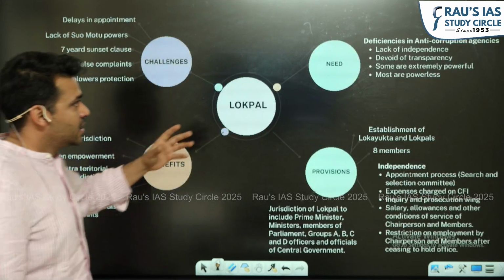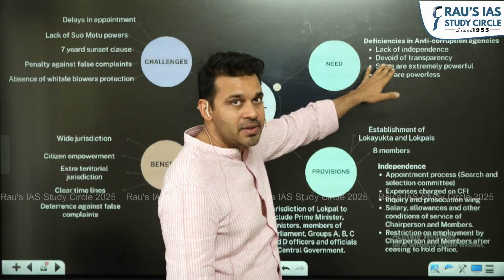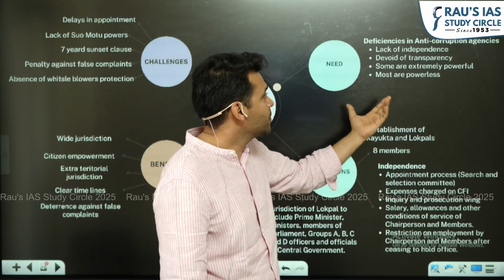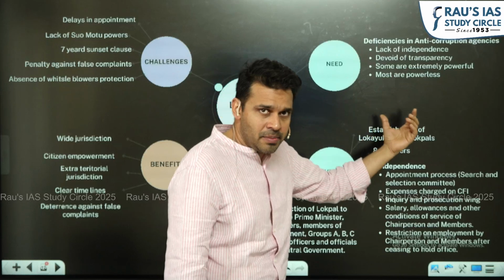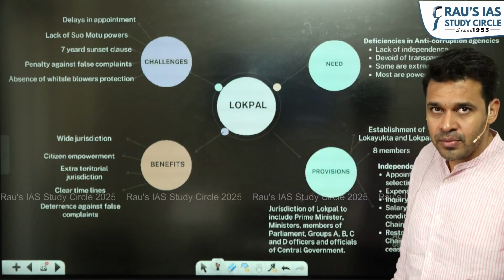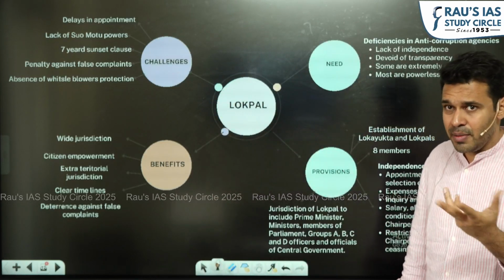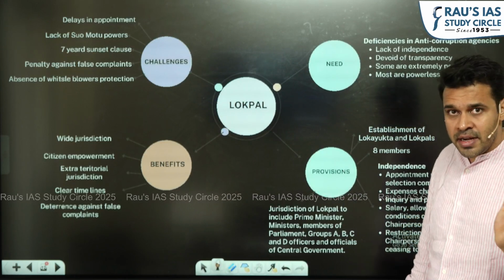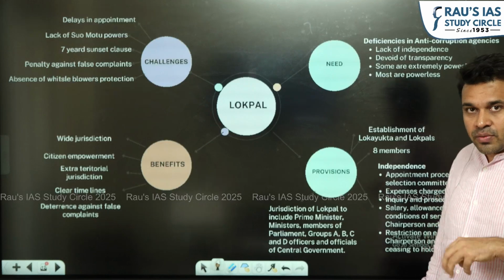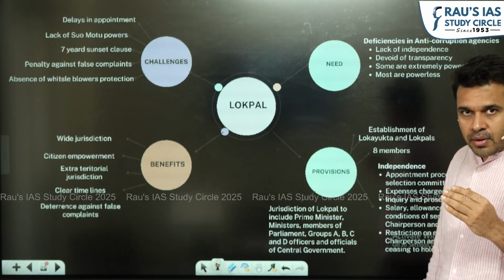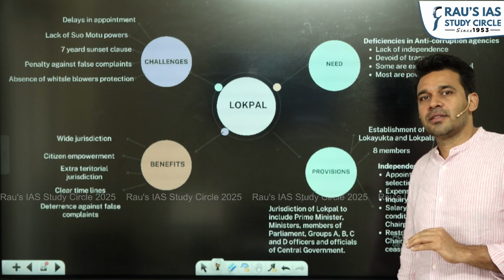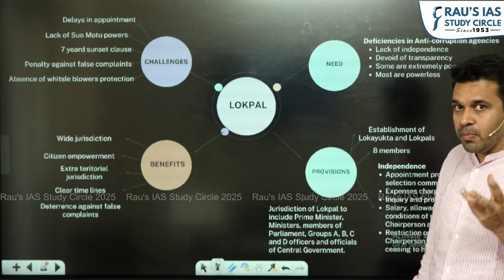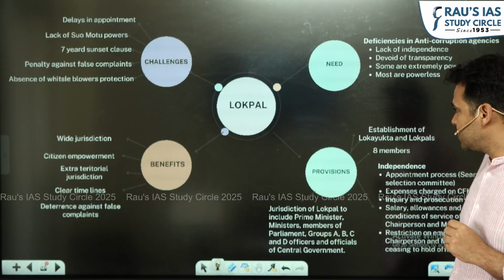The need was that there was a lack of independence, and at the same time it was devoid of transparency. Some, like CBI, were very powerful, but the Anti-Corruption Bureaus of the states are extremely powerless. So we needed a strong independent prosecution mechanism. So we created a Lokpal. Now how Lokpal has been created will make it very clear as to how powerful Lokpal can be if it wants to.